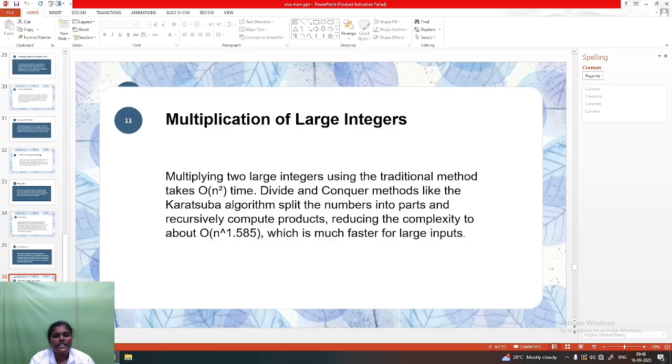Next one, multiplication of large integers. Multiplying two large integers using the traditional method takes O(n²) time. Divide and conquer methods like the Karatsuba algorithm split the numbers into parts and recursively compute products, reducing the complexity to about O(n^1.585), which is much faster for large inputs.